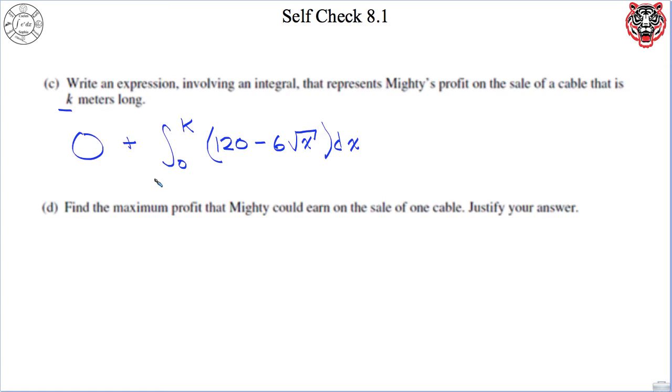On to part D. We need to find the maximum, so we need to find all of the critical values. It's not t, it's really k meters, so I'm going to put k here. We have the initial point, 0. There's no end point, so we just need to find the next critical value. How do we find that critical value?